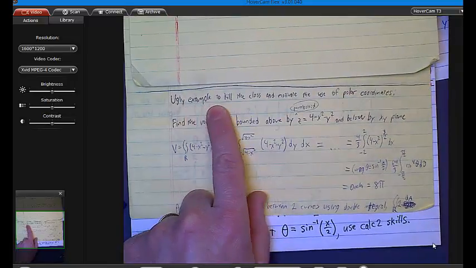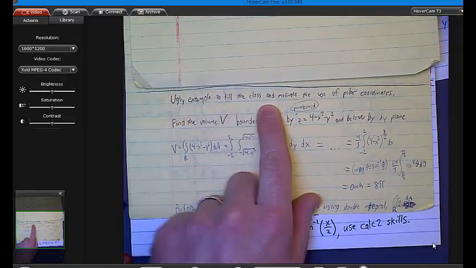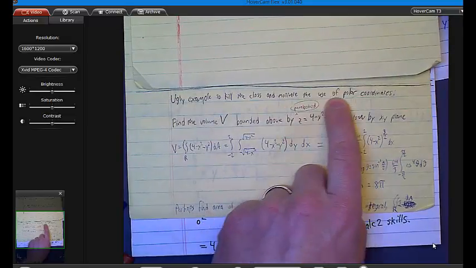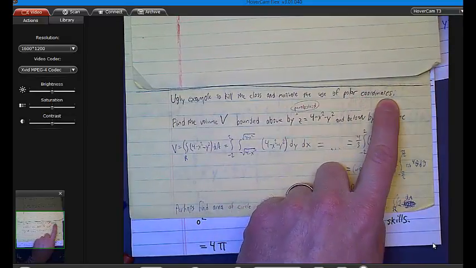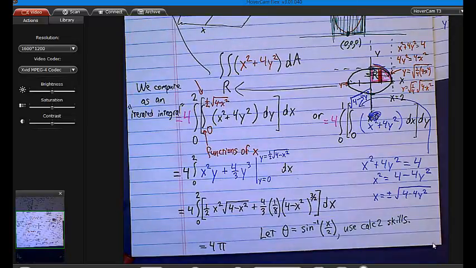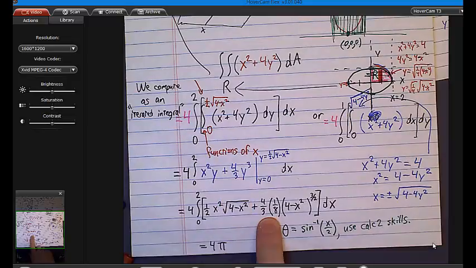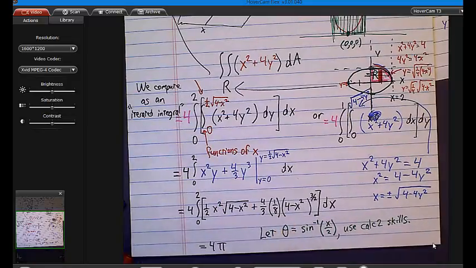Ugly example to kill the class and motivate the use of polar coordinates. You see, for a problem like that, you can do it with enough trig subs, and it can be done. Or you could do what I said. You could use a calculator. And that's actually good to know because, can my calculator do a double integral? Not really, but maybe if I can reduce it to a Calc 1 problem, then maybe I know what to do, right?